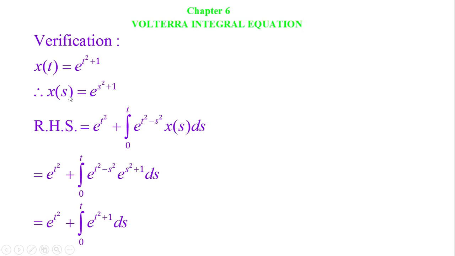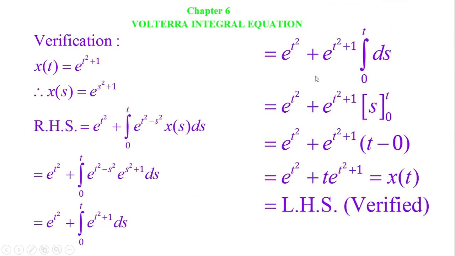Now putting the x of s here, we find it, and I'll find e to the power t square plus 1, but it is not a function of s, so I bring it out. And I'll find the ds. The integral of ds is s. Putting the upper limit and lower limit, I find it only t. So e to the power t square plus t e to the power t square plus 1. It is a function of t. So we can write x of t. So it is the left side. Since for the obtained solution, left hand side and right hand side are equal to each other, you can say that the solution is correct.